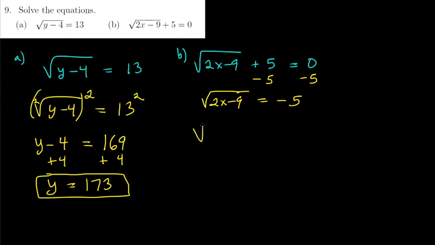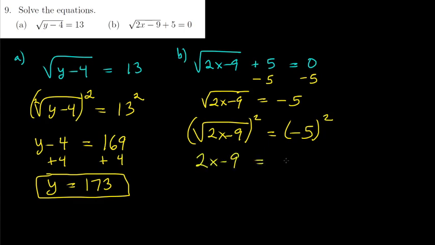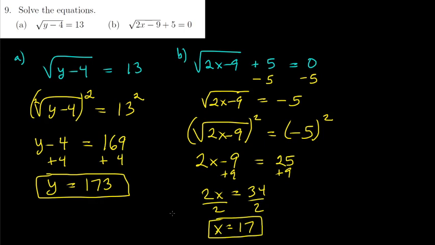Let me do that on the next step. So the square root of 2x minus 9 equals negative 5. To get rid of the square root, you square it, and you do the same on the right side. So the left side is just 2x minus 9. The right side, negative 5 times negative 5 is positive 25. You can take it from here. Just add the 9 to both sides. 25 plus 9 is 34, and divide by 2. So 34 divided by 2, I believe, is 17. So the answer should be 17.